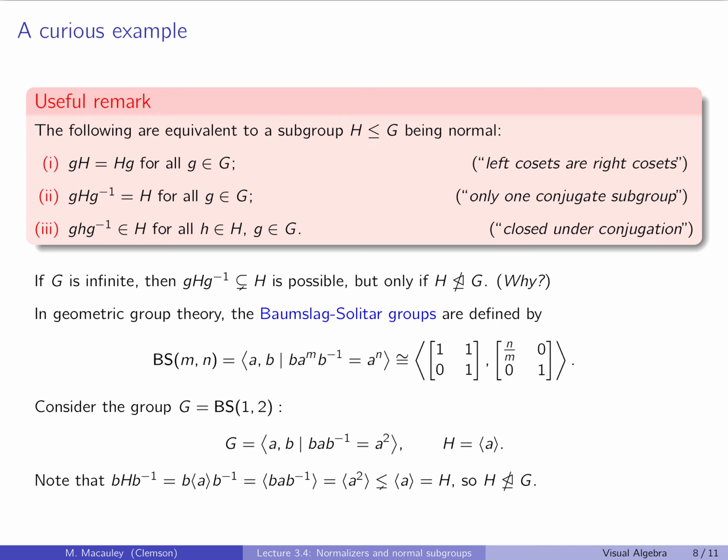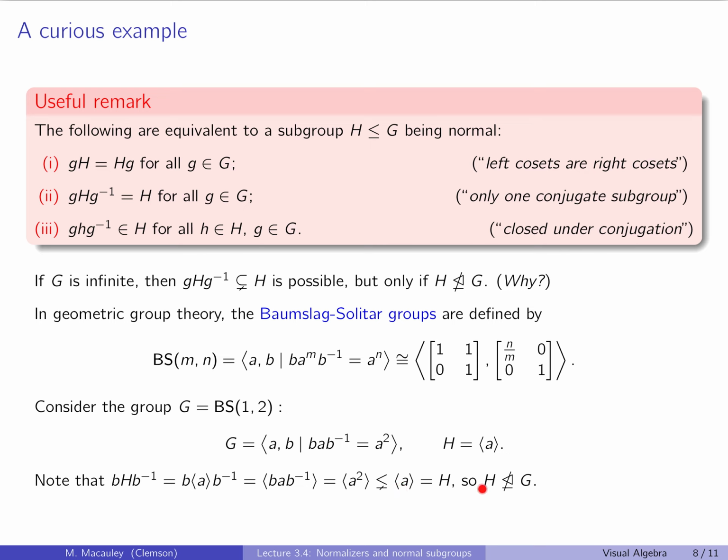I'm only showing you this family so you have some context as to where this next group that I'm going to show you comes from. So this is the Baumslag-Solitar group 1, 2. It's generated by A and B, and B A B inverse equals A squared. Consider the subgroup H generated by A and conjugate that by B. So B H B inverse is generated by B A B inverse, which is equal to A squared by this relation. And that's the even powers of A. And so that's strictly contained in all powers of A, which is the subgroup itself.